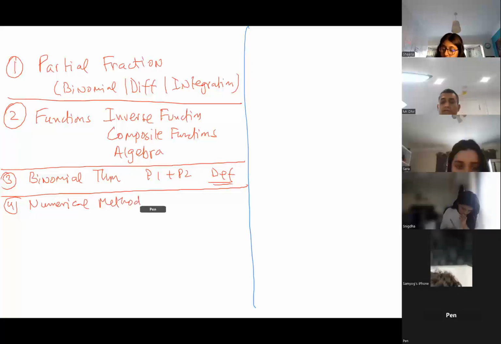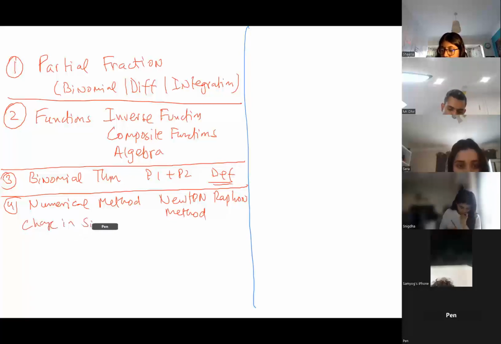Another topic which we are predicting is numerical methods, which is a standalone question. What we mean by standalone question: numerical methods, there is the Newton-Raphson method. That type of question will come up, and also sometimes the change of sign roots question, where we use a different word than GCSE, we say the word continuous function. So therefore the root lies between that one, right?